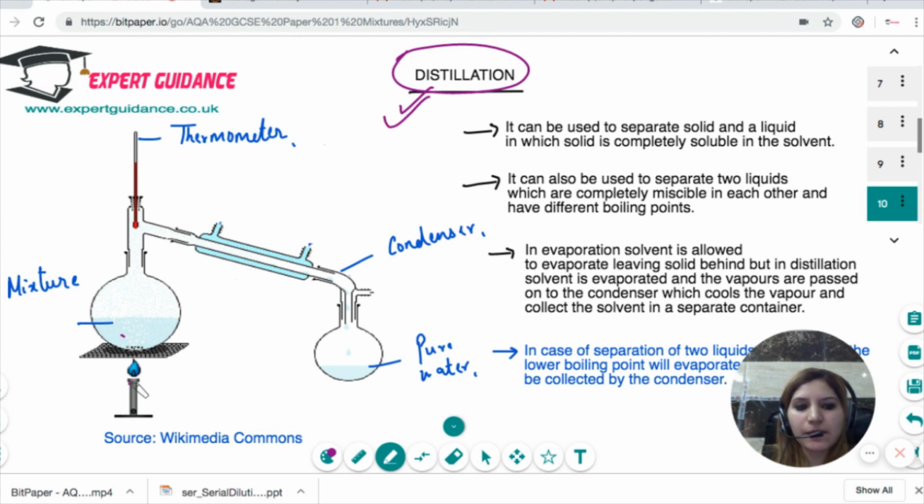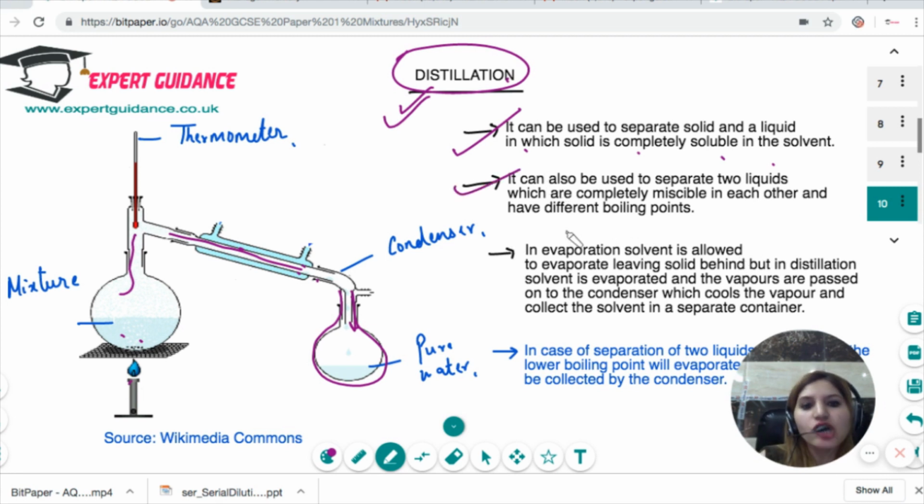You heat the mixture. The component which has the lowest boiling point will evaporate. Once it evaporates, it collects in the condenser, which cools it, and then you can have this component separated in a separate beaker or any flask. So distillation is used to separate a solid and a liquid, in which the solid is completely soluble in the solvent. It can also be used to separate two liquids which are completely miscible in each other and have different boiling points.